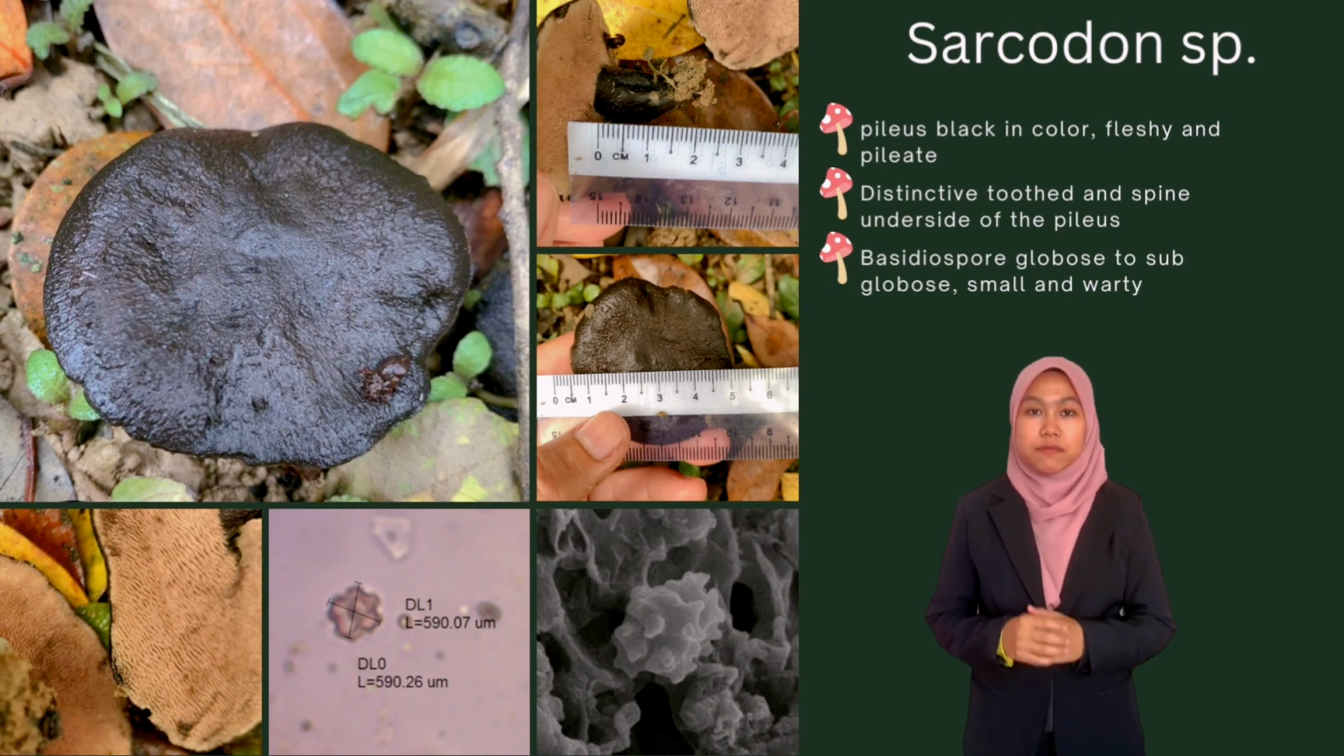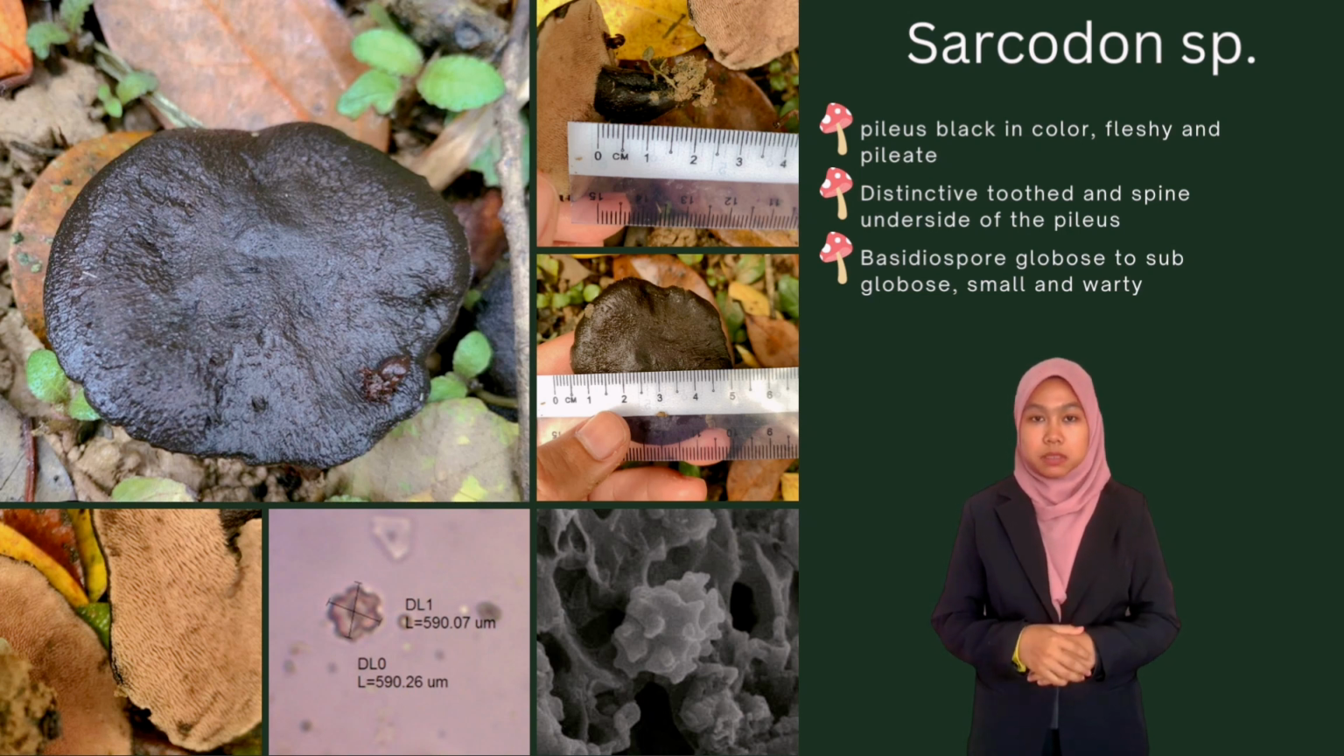Pileus surface black, fleshy, stipitate and pinnate with 4 to 6.5 cm in diameter, conical and convex when young and becoming plano-convex and applanate at maturity. Distinctive teeth and spines on the underside of the pileus which are free from the start. For basidiospores, they were globose to subglobose and irregular in outline.